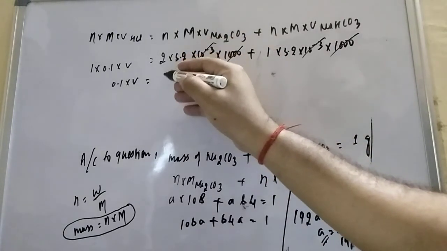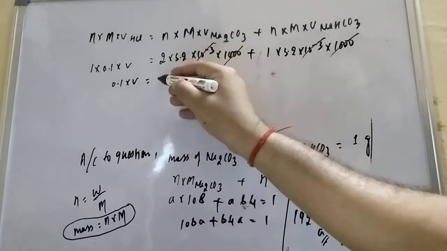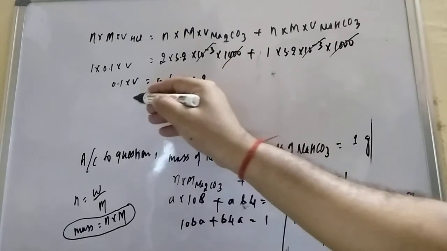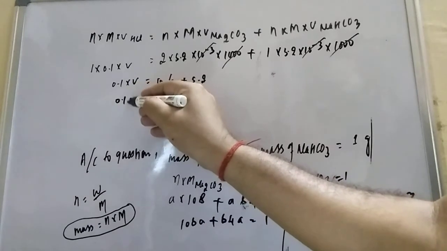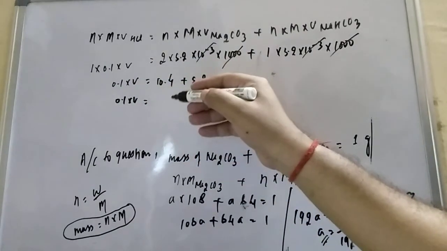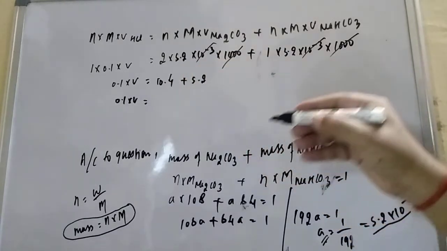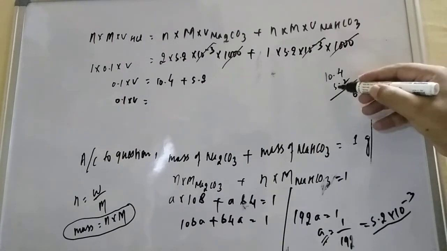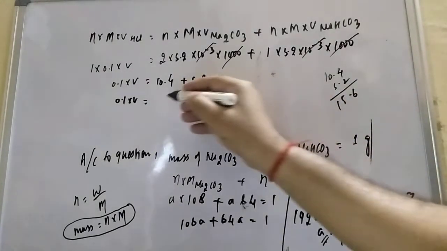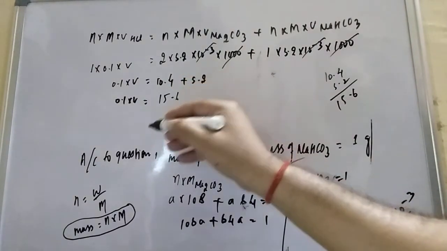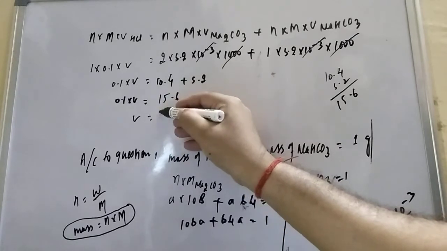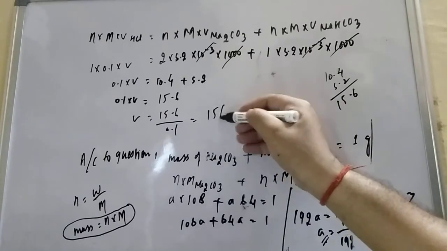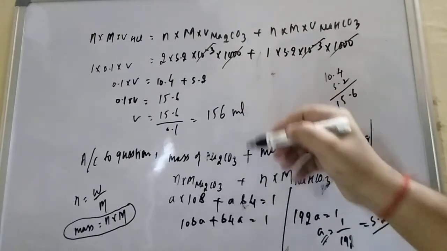Plus here is 5.2. If you add it out, 0.1 into V equals 10.4 plus 5.2, which is 15.6. So V is equal to 15.6 upon 0.1. How much is coming? 156. And this is coming in ml.